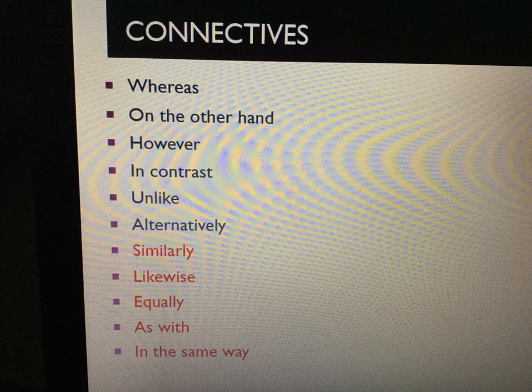So just make sure that when you have finished the 16-mark question, you probably want to spend around 20 minutes on this question. It's the biggest one on the reading section. Make sure that when you check your answer, you have actually compared. And connectives are a very easy way to do that.